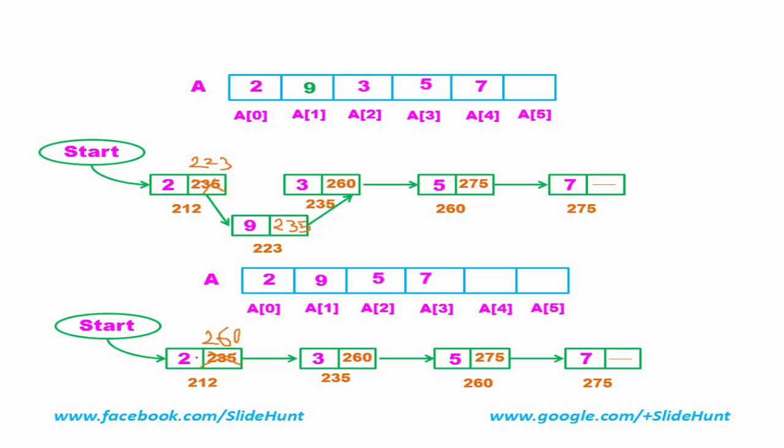Start from here. The address of this node is 260, so go here. The address of this node is 275, so go here, and this procedure continues. As you can see, this node is deleted. So the advantage of a linked list over an array is that no space is wasted in memory. Unlike an array, there is no need to specify its size at the time of declaration. In a linked list, we can create a node whenever we need and we can delete a node whenever we want.